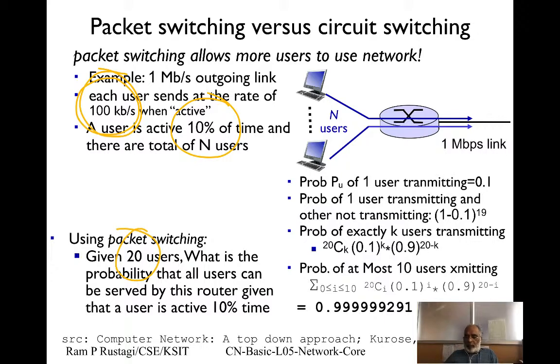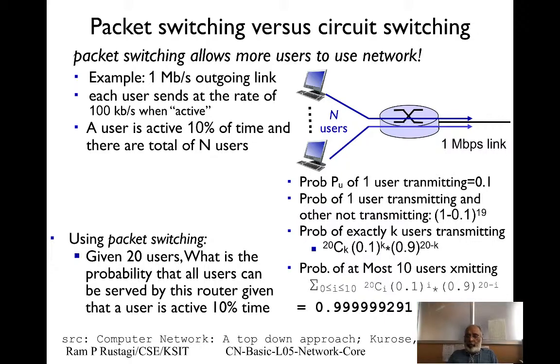Given that, can you compute the probability of how many of these 20 users we can serve in this link? Given that a user is active 10% of the time and n is equal to 20, what is the probability that all 20 users can be served at the same time? To understand this problem, look at it in the following way. The probability of one user sending is 10%. That means user active is 0.1. Now the probability of a user not sending is 1 minus 0.1, which is 0.9.